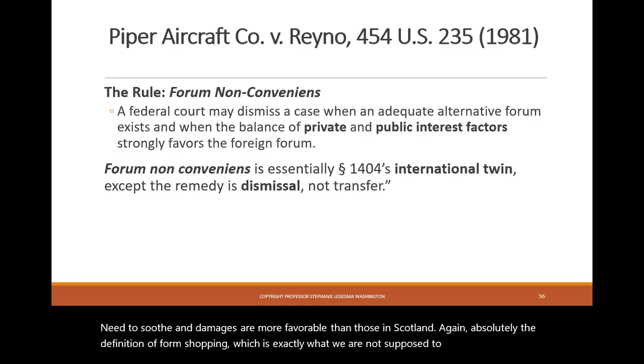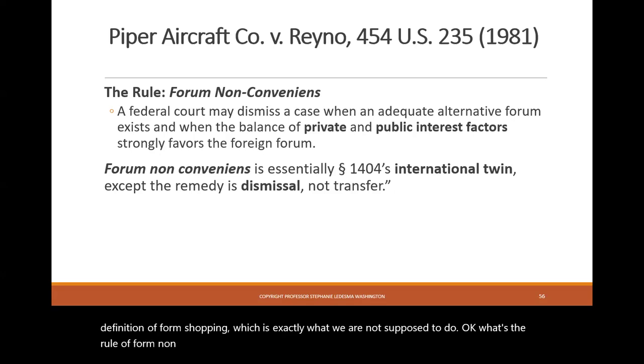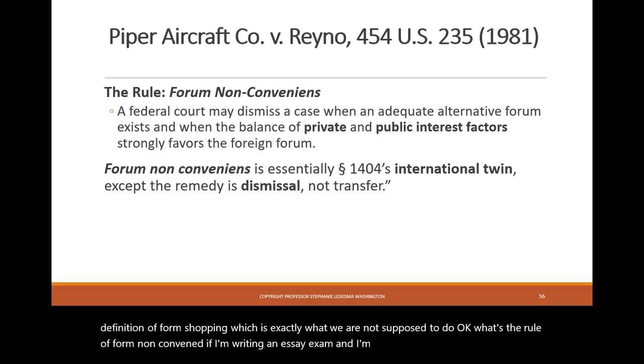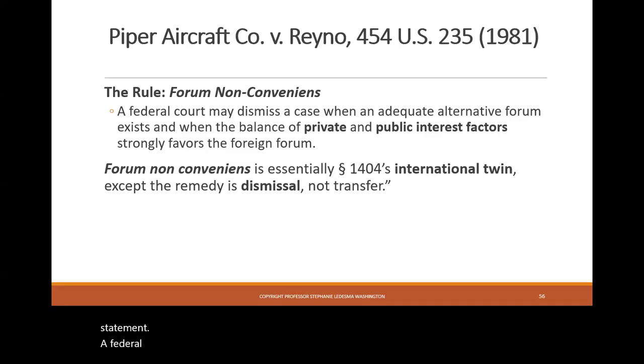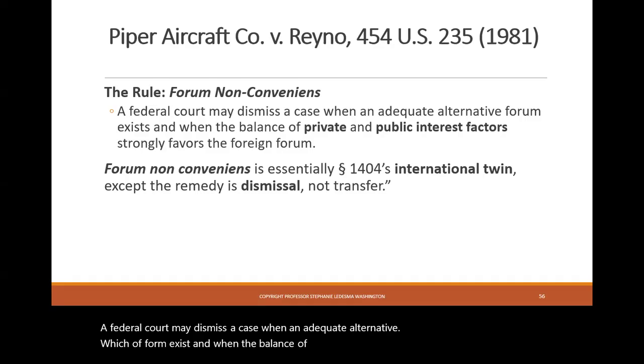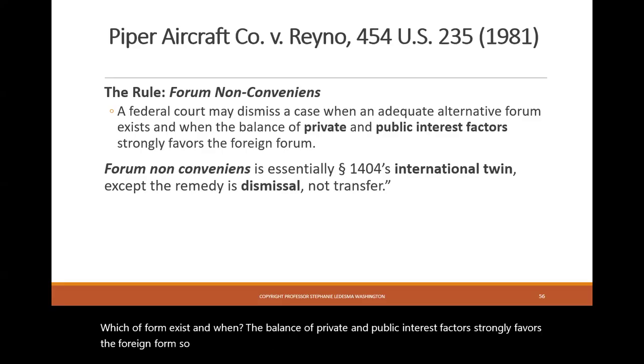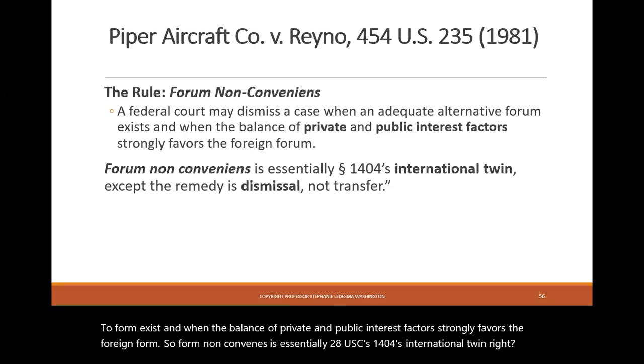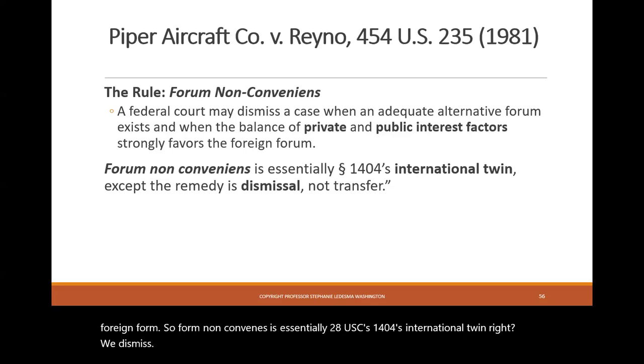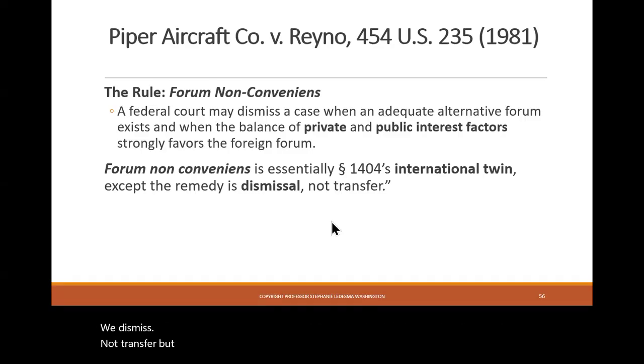Okay. What's the rule of forum non conveniens? If I'm writing an essay exam and I'm expected to provide a rule statement: a federal court may dismiss a case when an adequate alternative forum exists and when the balance of private and public interest factors strongly favors the foreign forum. So forum non conveniens is essentially 28 USC 1404's international twin, right? We dismiss, not transfer, but we dismiss the case here so that it can be filed in a more appropriate forum.